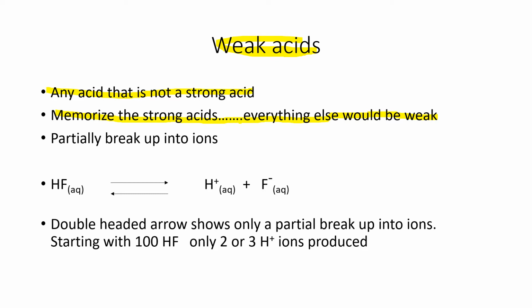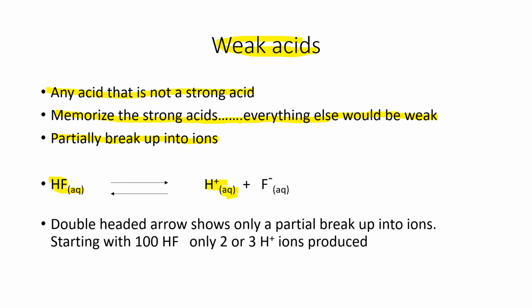What makes these weak is the same thing that makes weak electrolytes weak. They'll partially break up into ions. I'm going to pick an example that you have already seen. When we did weak electrolytes, we used HF as an example of a weak electrolyte. Well, HF is also a weak acid because one of the ions it breaks up into is these H+ ions.